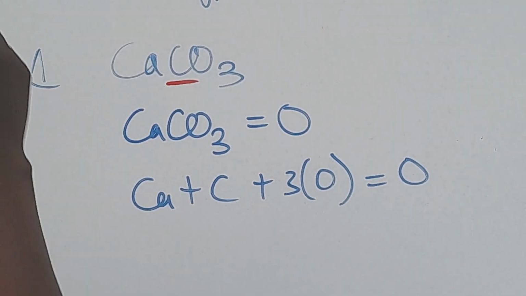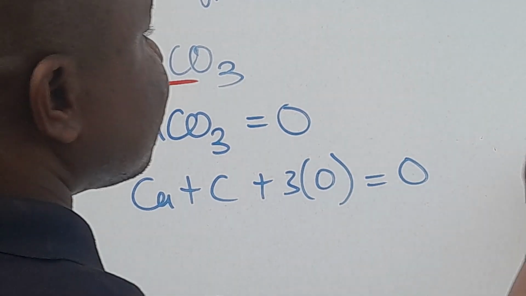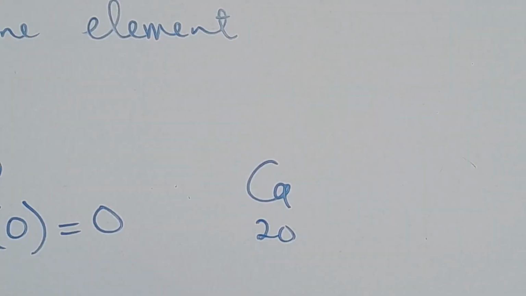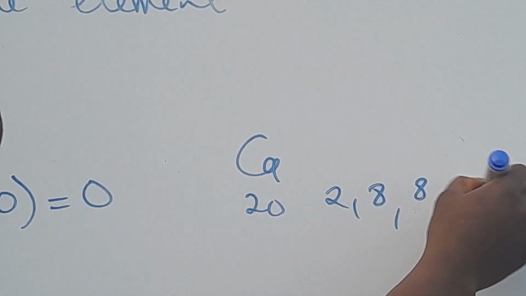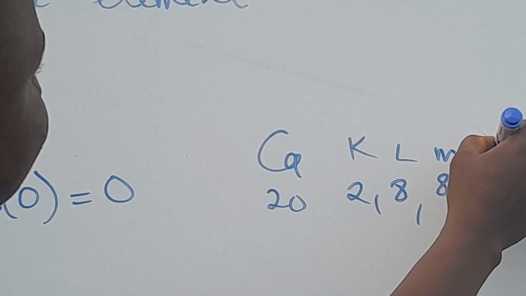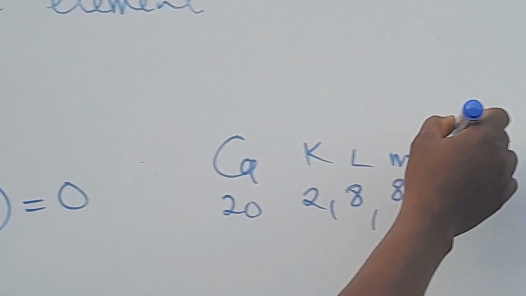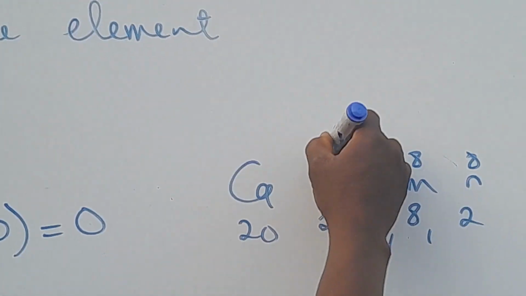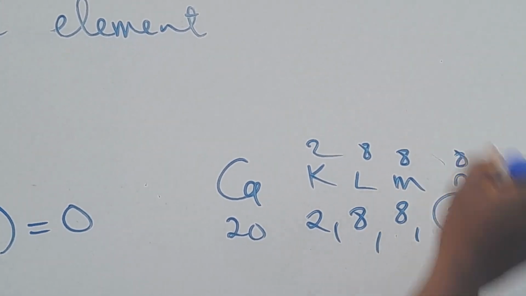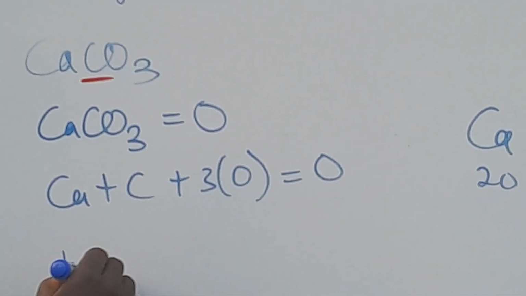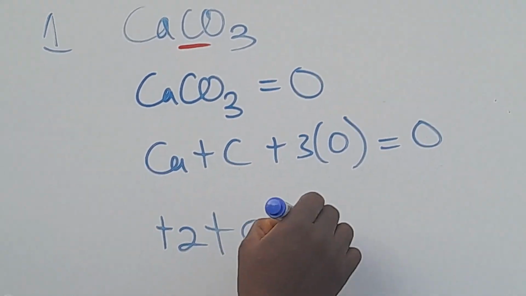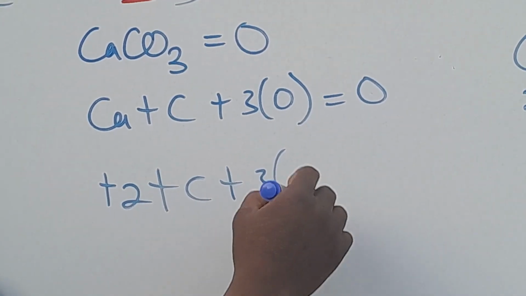What is the oxidation state of calcium? Remember, calcium is 20 on the periodic table, with electron configuration 2, 8, 8, 2. These are the K, L, M shells. The maximum number here is 8, but we have 2, so it's going to donate these electrons. If it's donating, it's plus. So you're going to have plus 2 plus carbon plus 3 atoms of oxygen.